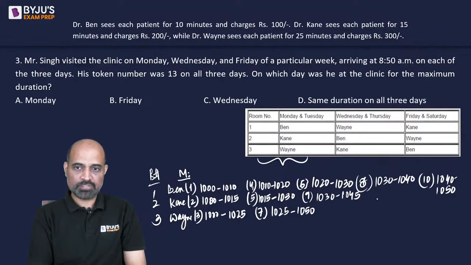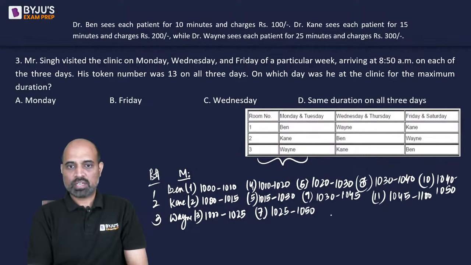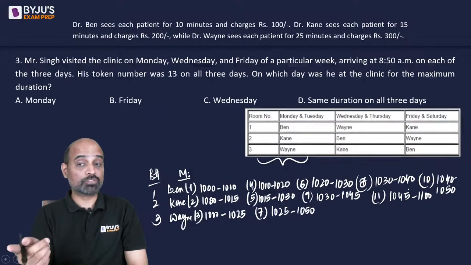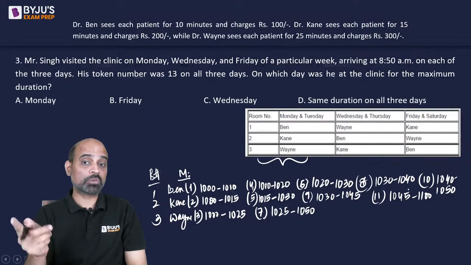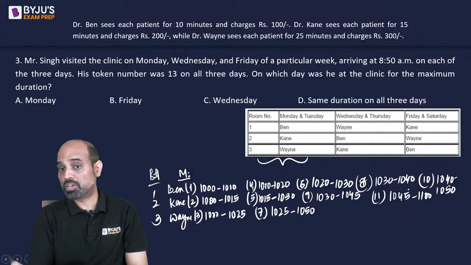Patient number 11 will go to room number 2 and he will be there for 50 minutes. So 10:45 to 11 o'clock. And then patient number 12 will go to room number 1, because room number 1 and room number 3 both are going to be vacant at 10:50. But room number 1 is a smaller number.